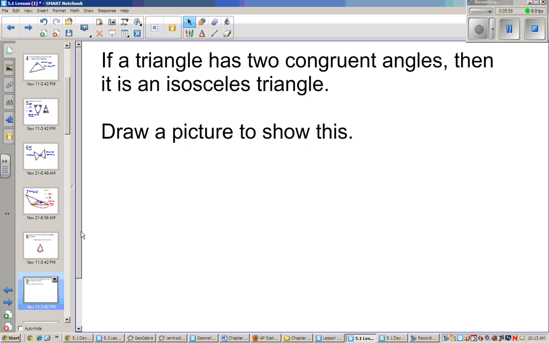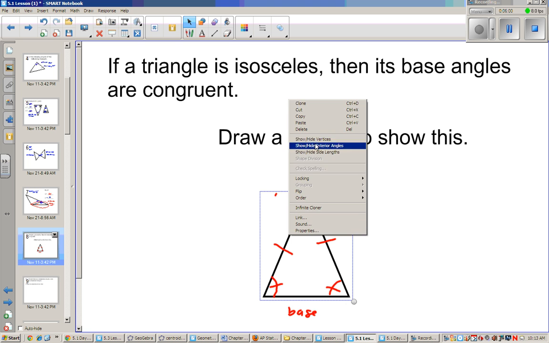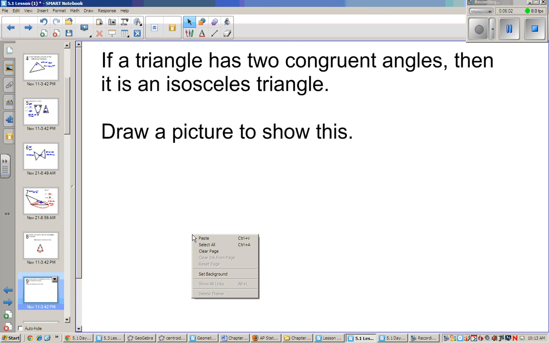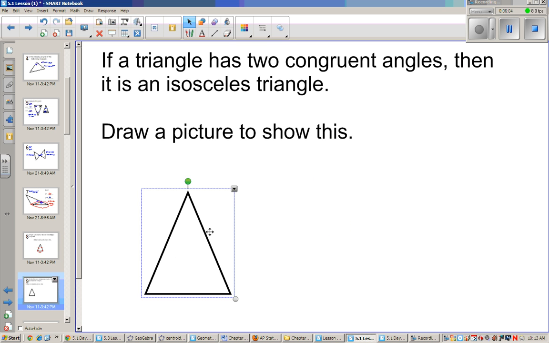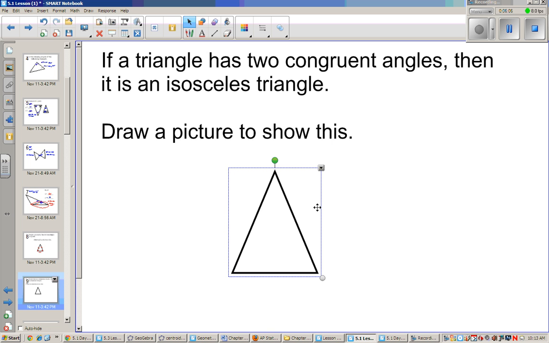So if I copy that triangle over, right, so if I start with the same triangle, and if I know that the base angles are congruent, that tells me that this must be an isosceles triangle. So these two sides must be congruent, right?